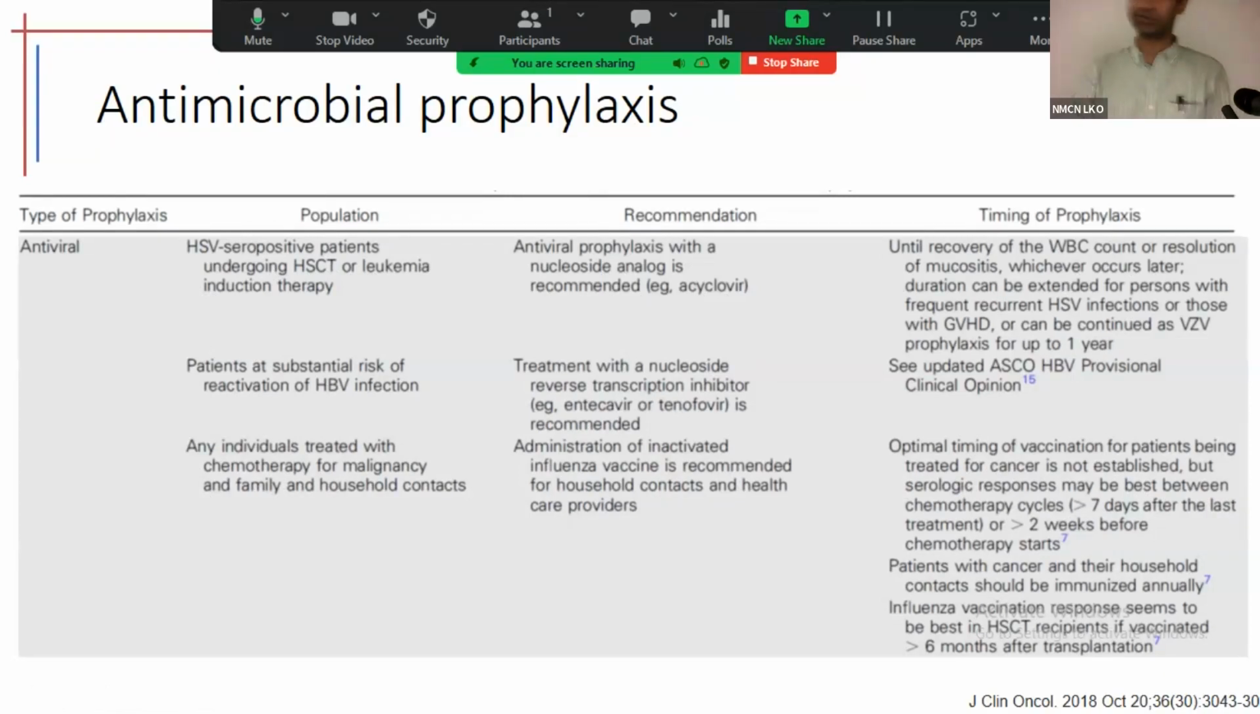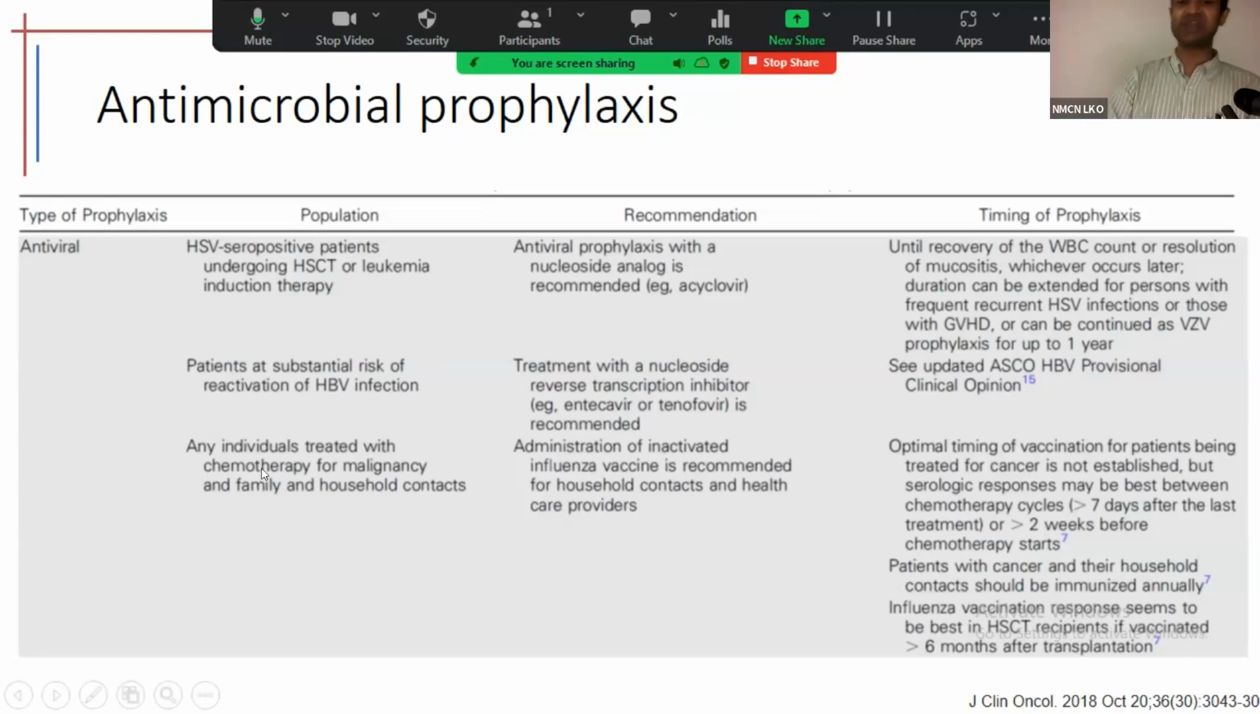And patients who are at substantial risk of HBV reactivation or HBV infection, you treat with an HBV-directed antiviral, that is tenofovir or entecavir, and you can follow the IDSA guidelines for treatment of HBV, for how long it needs to be done.